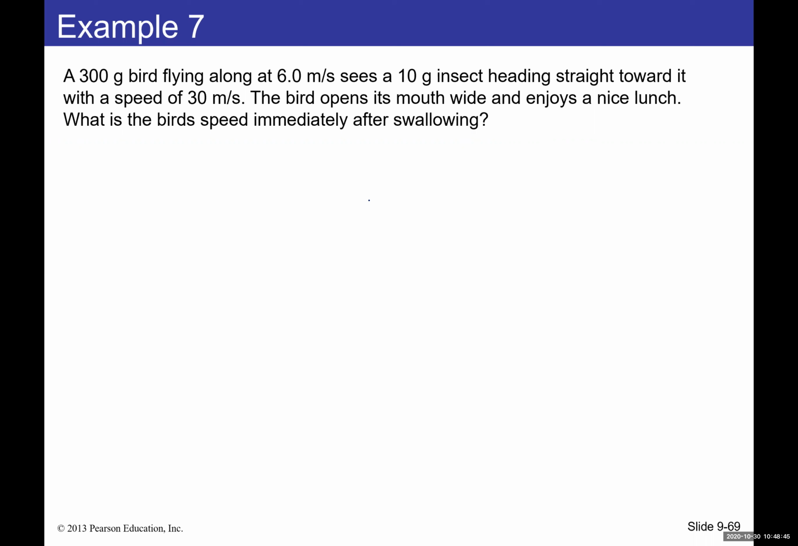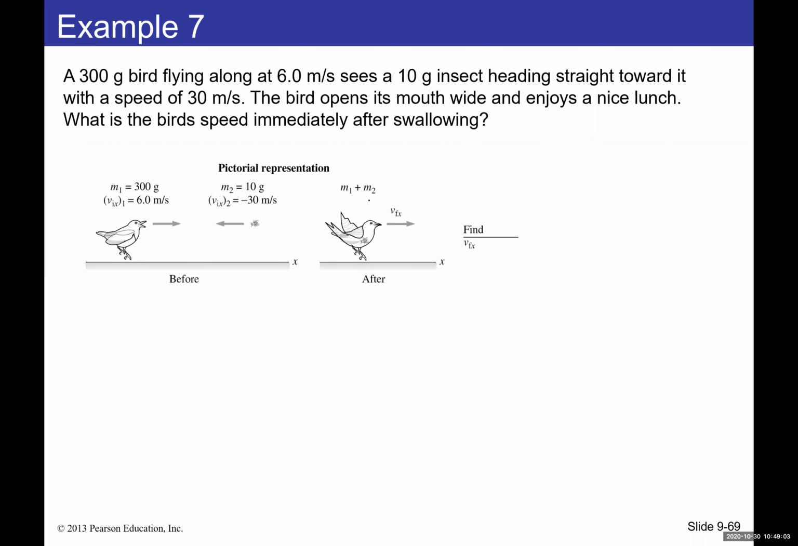All right, so let's look at a couple of examples of inelastic, or perfectly inelastic, collisions. A 300-gram bird flying along at 6 meters per second sees a 10-gram insect heading straight toward it with a speed of 30 meters per second. The bird opens its mouth wide and enjoys a nice lunch. What is the bird's speed immediately after the swallowing? So we have two objects, the bird and the insect, moving toward each other. When the bird swallows the insect, you can think of them as stuck together and moving as one, which is an example of a perfectly inelastic collision.